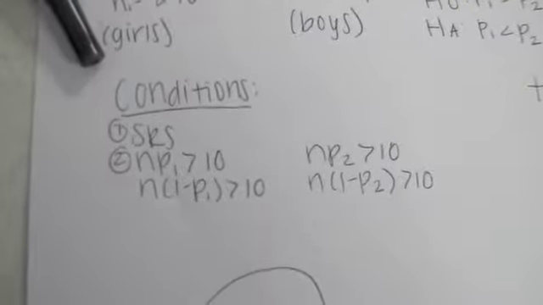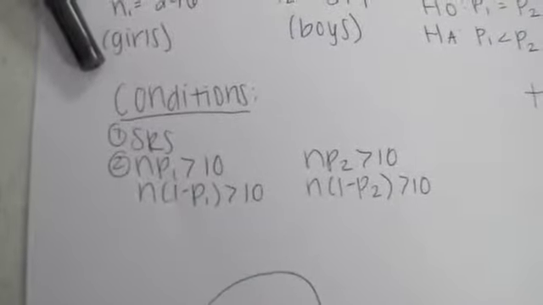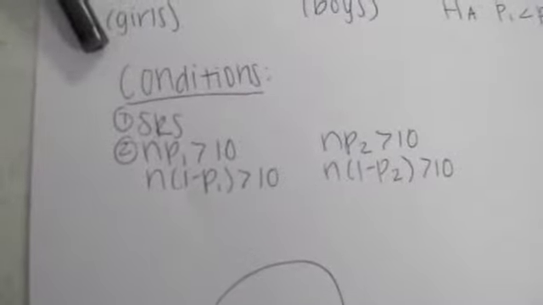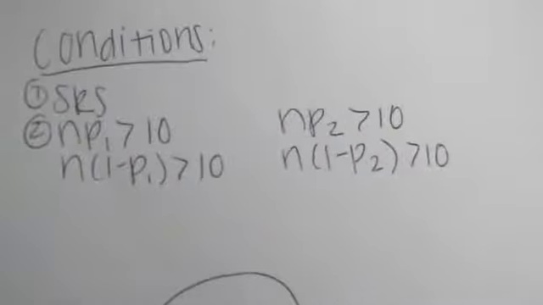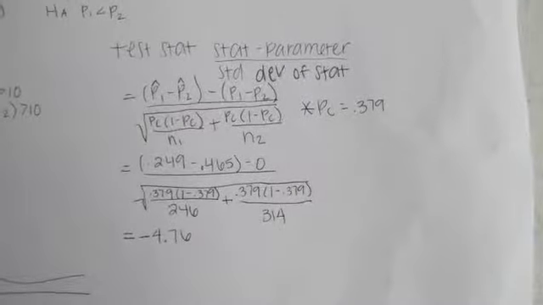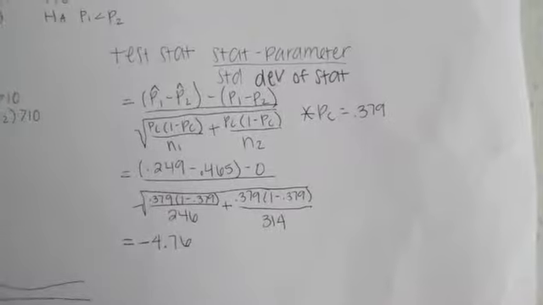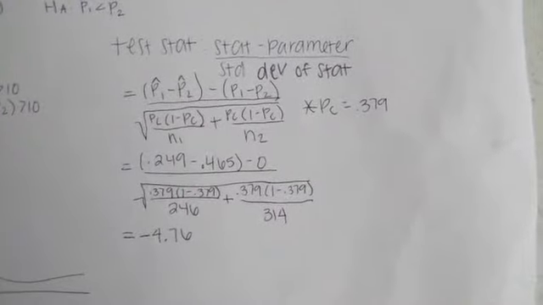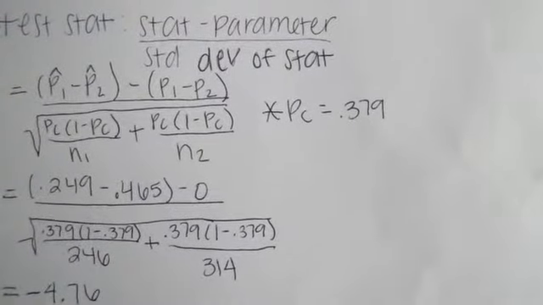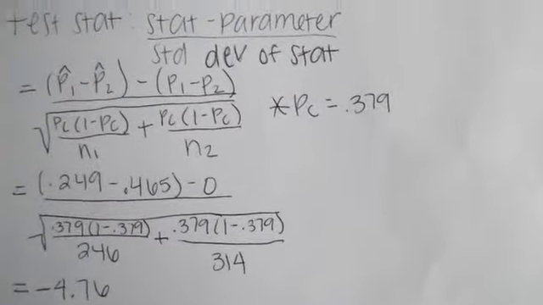The conditions we had to meet for our two-sample proportion test were that it had to be a simple random sample, N times P1 had to be greater than 10, and N times 1 minus P1 has to be greater than 10. You repeat this formula for P2. To find our test statistic, the formula was the statistic minus the parameter over the standard deviation of the statistic. We found our P combined by using the calculator.